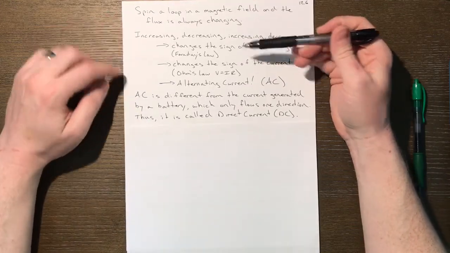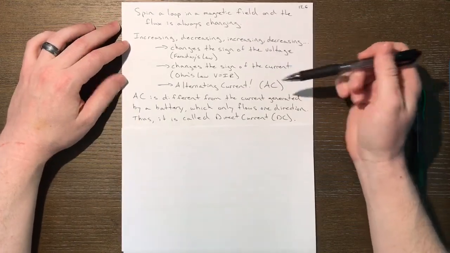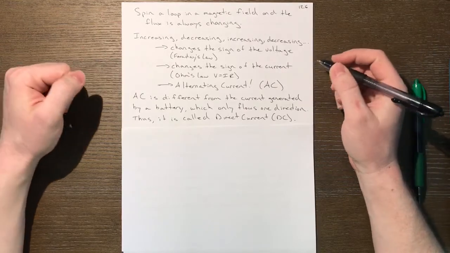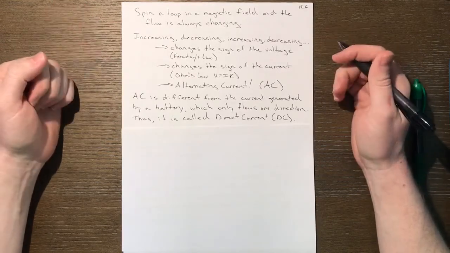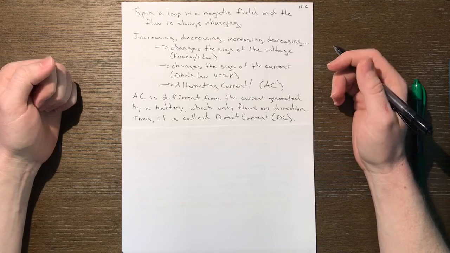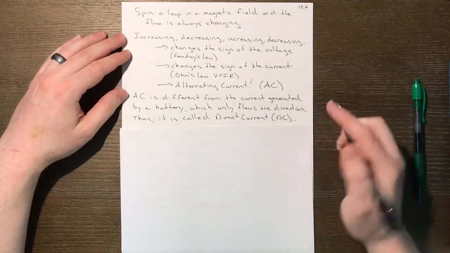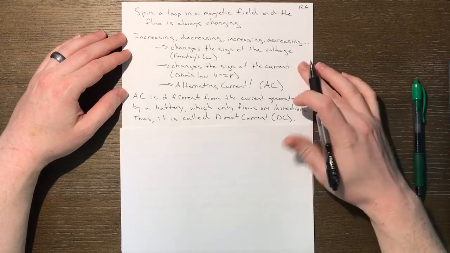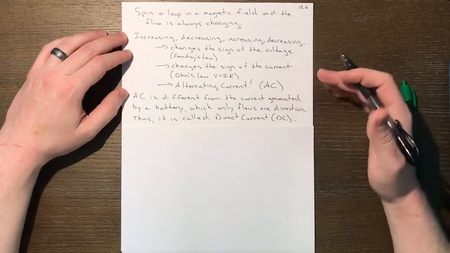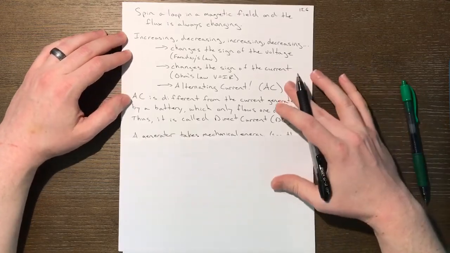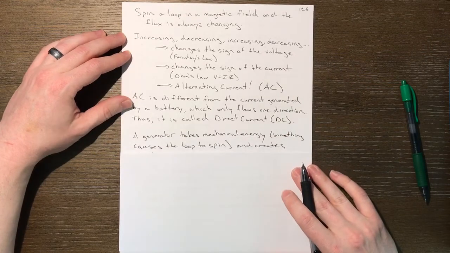Well, of course, if we're going to talk about AC, we have to talk about DC. AC is different from the current generated by a battery, which only flows one direction. Thus, it is called direct current, or DC, and it would just have a fixed voltage at one value that doesn't alternate back and forth, positive and negative.